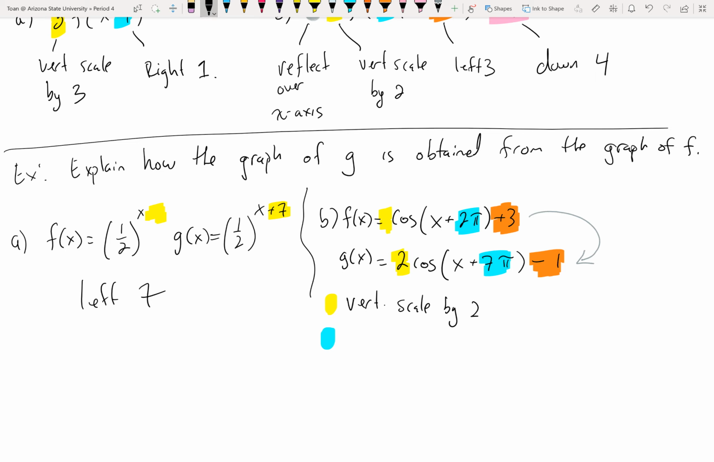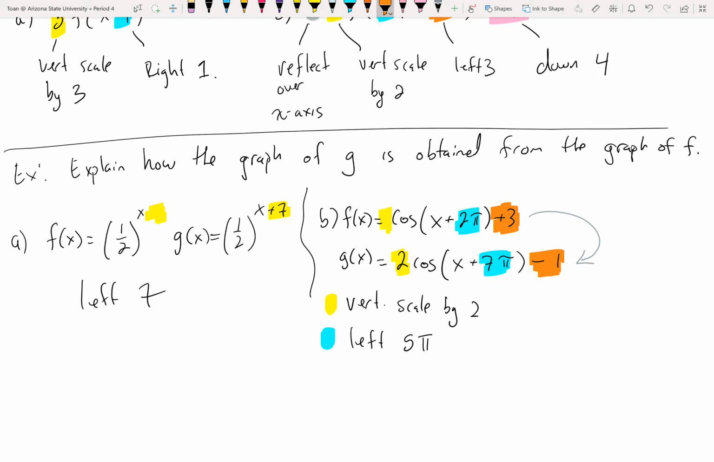You start with positive 2 pi, plus 2 pi. You ended up with plus 7 pi. Mathematically, what did you do? You added 5 pi. Did I add it directly to the whole function or directly to the x? Directly to the x. Adding to the x is to the left.